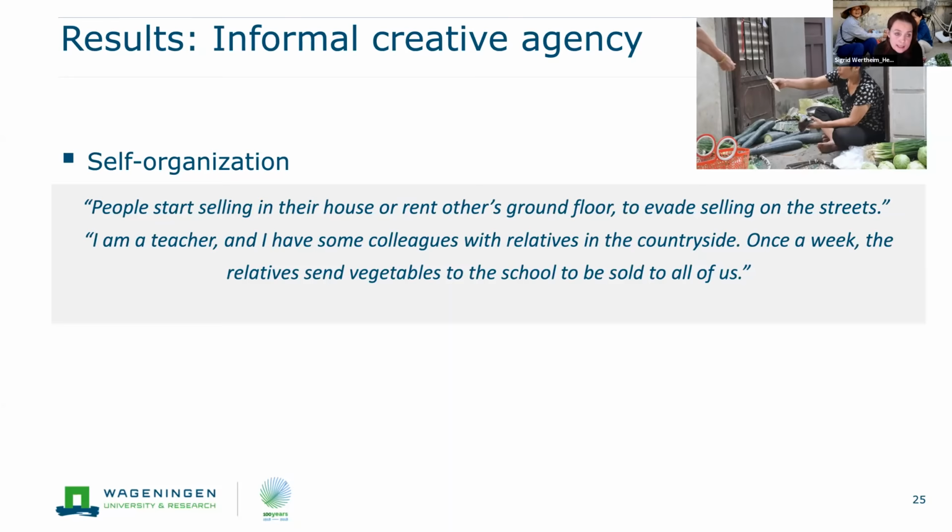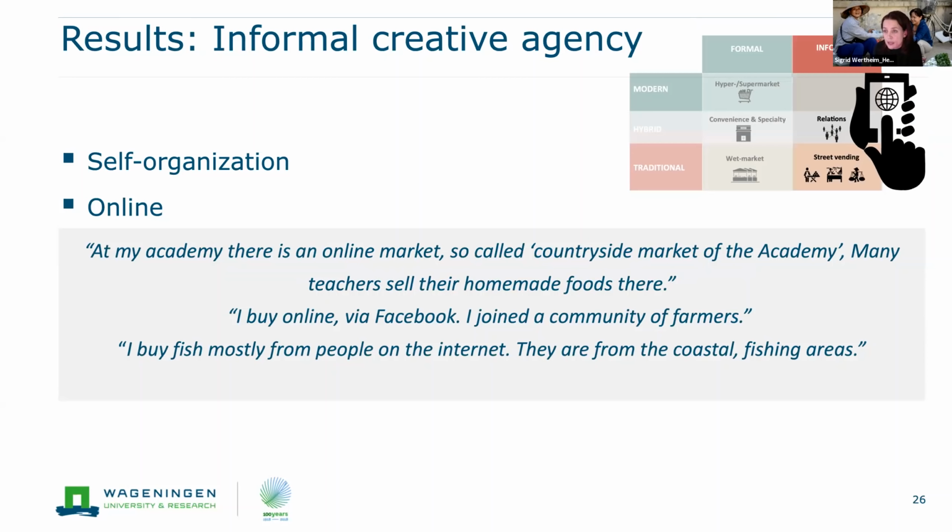But moreover, and actually maybe also more important, a lot of these dynamics are going online. And if you look at how policymakers are driving this formalization and this modernization of retail, actually what we see happening among these lower income groups is that they are driving these people into informal online communities that are beyond the scope of control of policymakers. So for instance, we have here again some quotes and examples. At my academy, there's an online market, a so-called countryside market of the academy, and teachers sell their homemade foods there. And so it's all online.